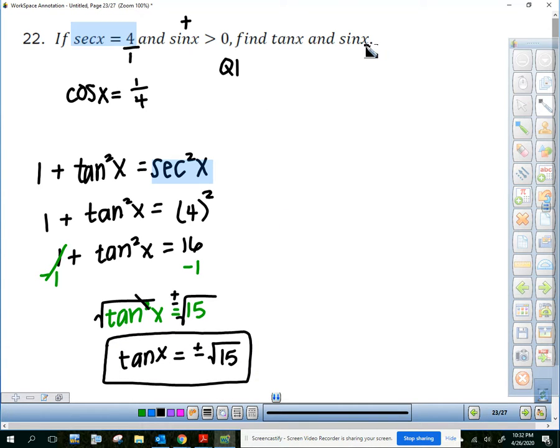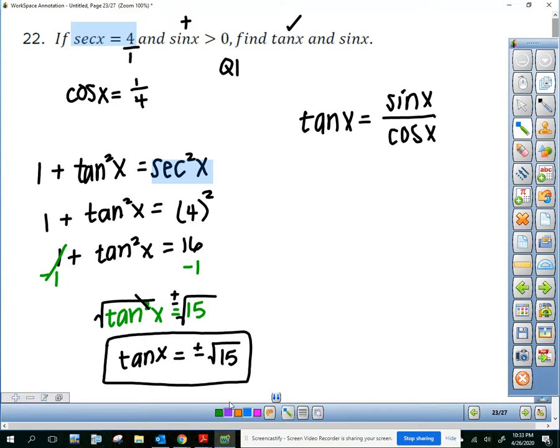Now the second part of the question is to find sine of x. So then you ask yourself, okay, is there an identity that puts secant and sine together? There's not one that I can think of, but there is one that puts tangent and sine with cosine. And like I said, if you know secant, then you know cosine. So I'm going to use the quotient identity. Tangent of x is sine of x over cosine of x.